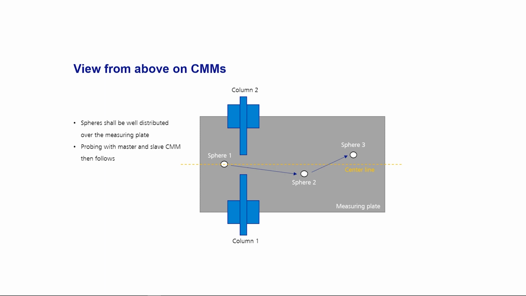Then the probing is to be carried out. At first, sphere 1 with column 1 and column 2 is probed, then sphere 2, and finally sphere 3 is first probed with the master machine and then with the slave machine.